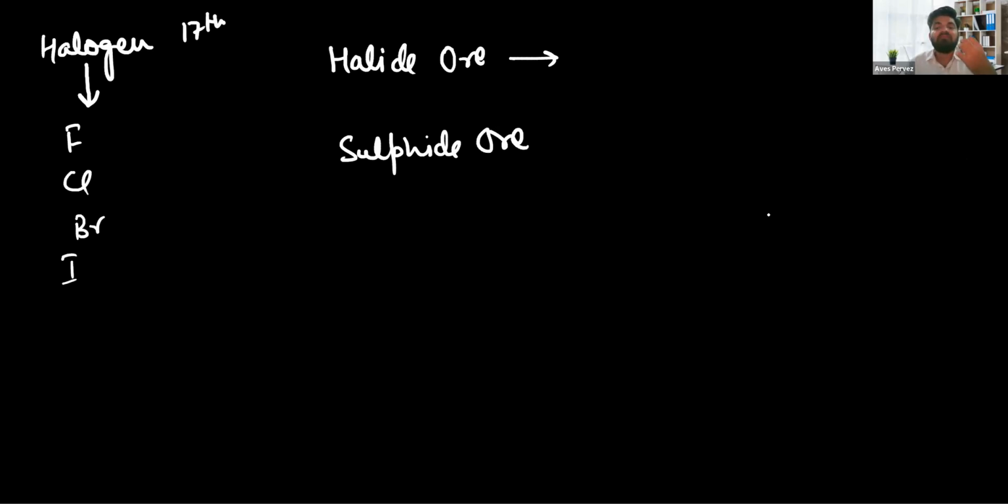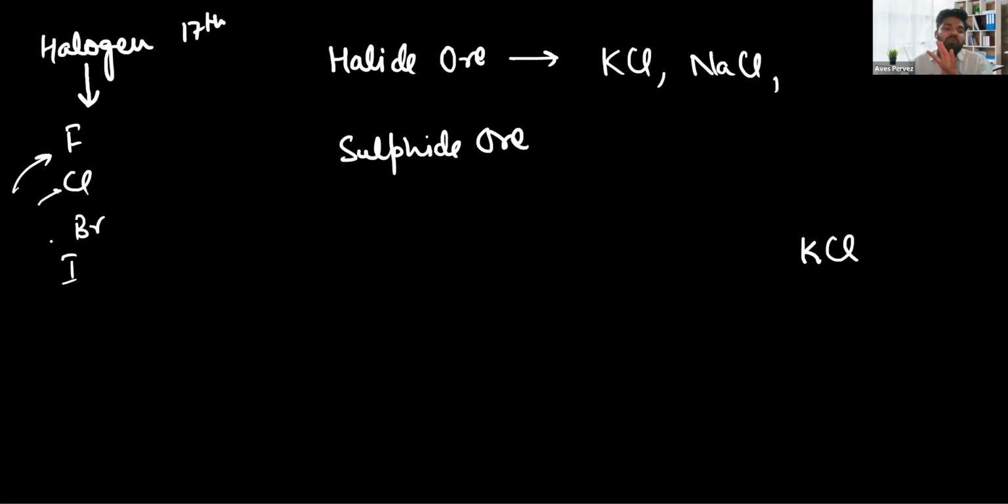For example, KCl, potassium chloride, sodium chloride. If any metal is combined with fluorine, chlorine, bromine, or iodine, for example PbI2, we consider these to be halides. If a metal is bonded with fluorine, chlorine, bromine, or iodine, then it is considered a halide ore.